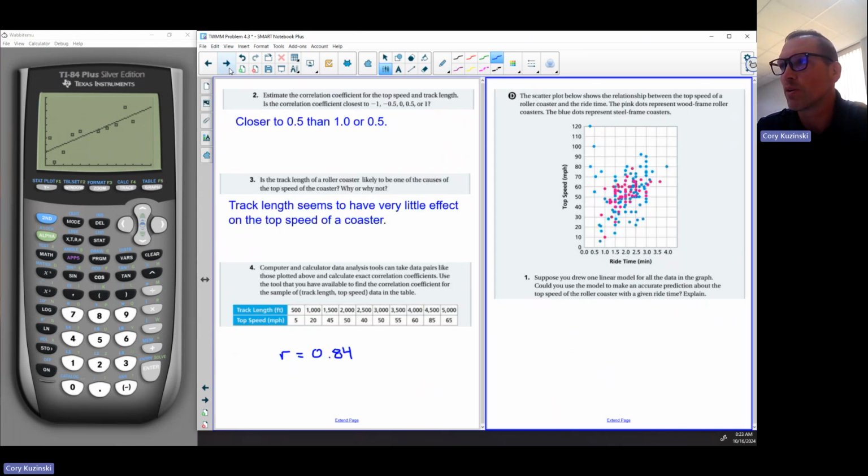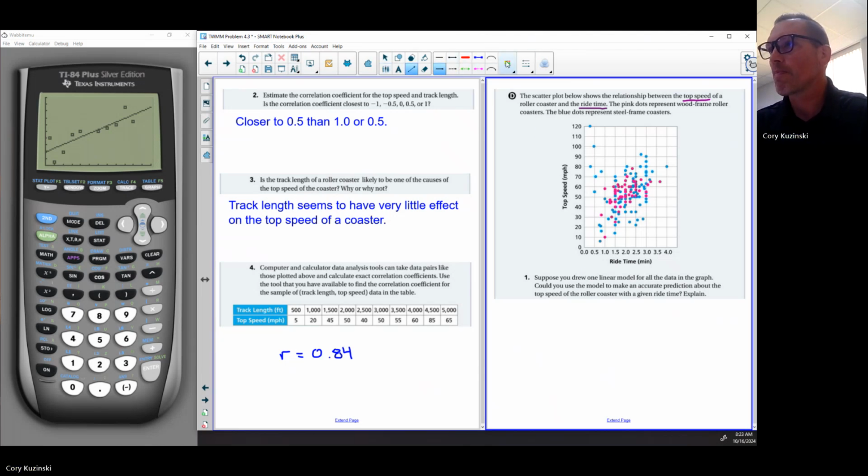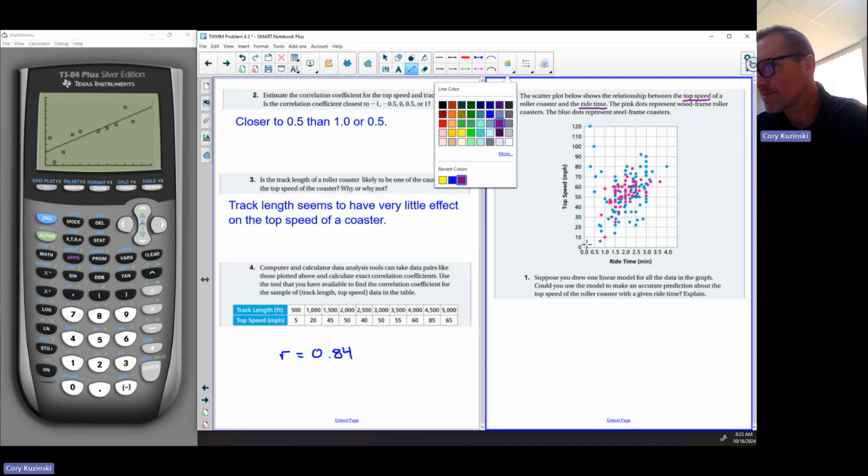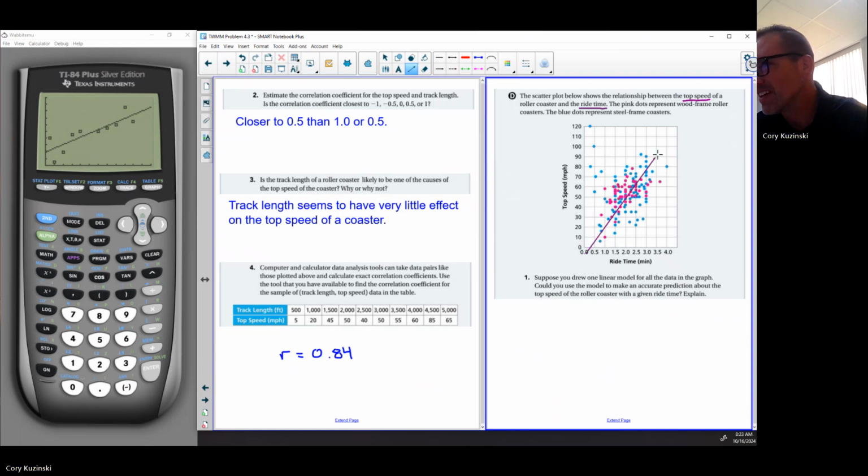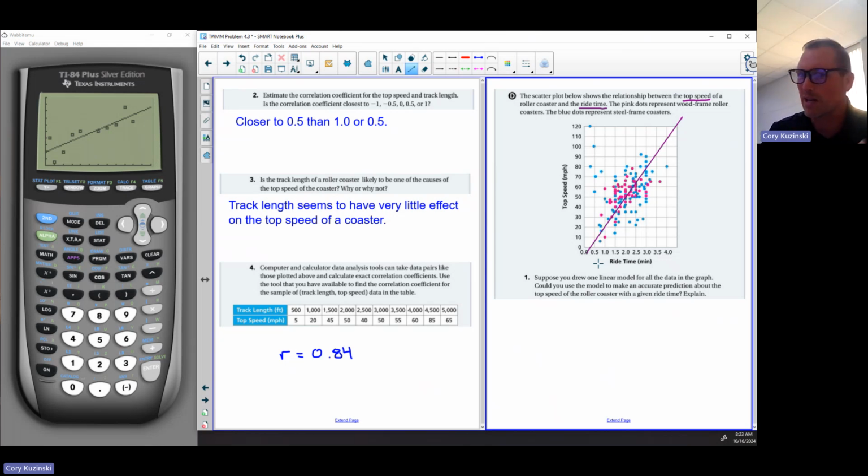Let's keep going. Last one, the scatter plot below shows the relationship between top speed and ride time. The pink dots represent wood frame coasters and the blue dots represent steel frame coasters. I lied, this isn't the right one. Suppose you drew one linear model. Let's do that. I'm saying something like this, maybe. I don't know. It's really tough. I mean, it looks like there's an upward trend, like the longer the ride time, the faster the coaster, but that doesn't even make sense. Like you'd think faster coasters would kind of be over faster, but I don't know.